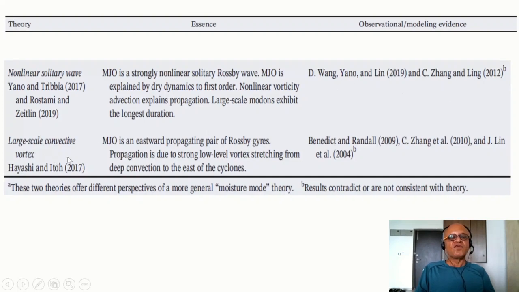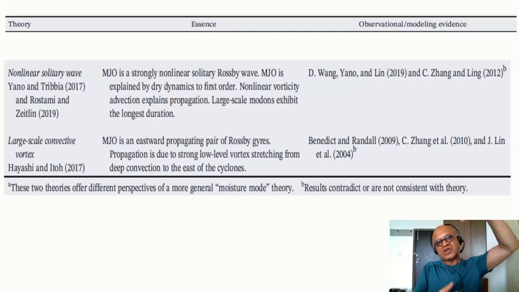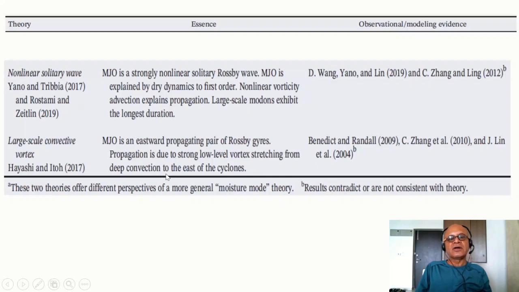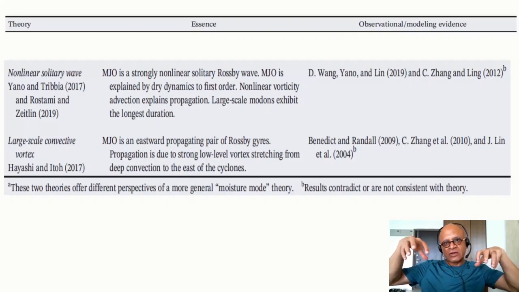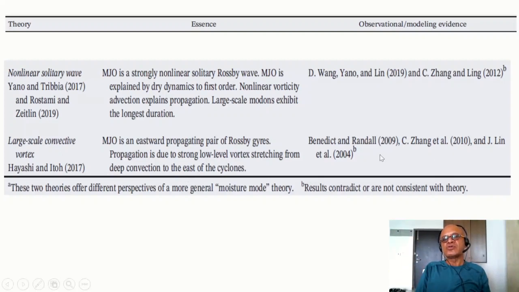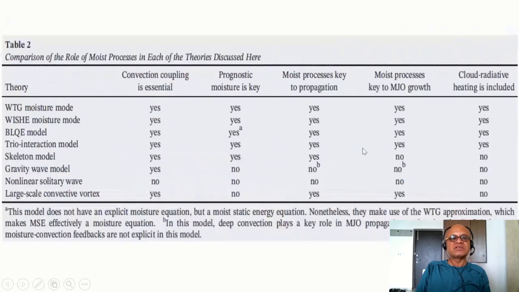Large-scale convective vortex. The MJO is an eastward propagating pair of Rossby gyres. Propagation is due to strong low-level vortex stretching. So if you assume vorticity conservation, stretching of the vortex requires certain flow adjustments. So deep convection can indeed do vortex stretching, and it can then produce deep convection to the east of these Rossby wave cyclones. So this is going to explain some of the observed features as well.